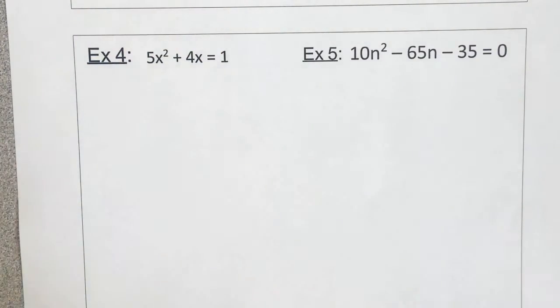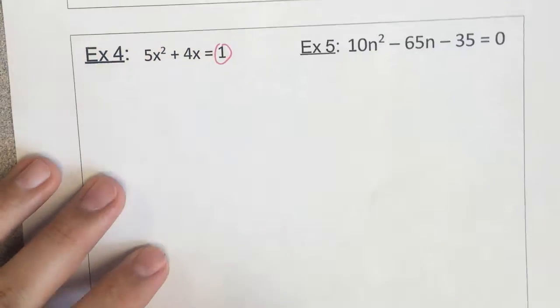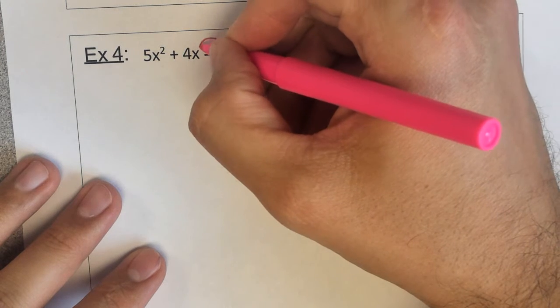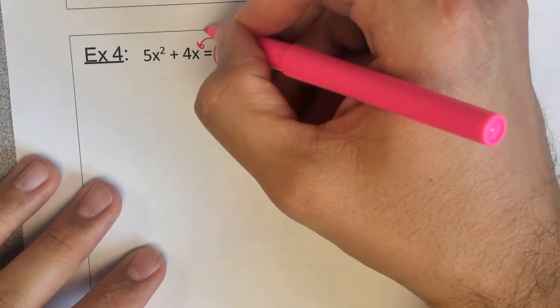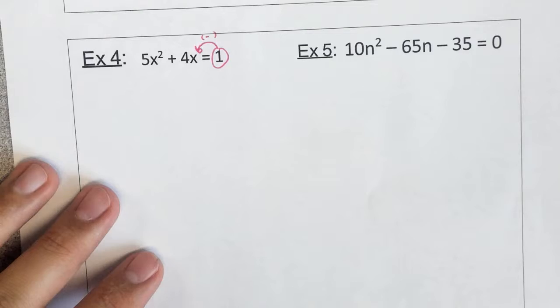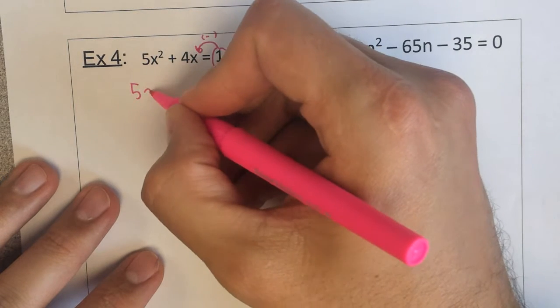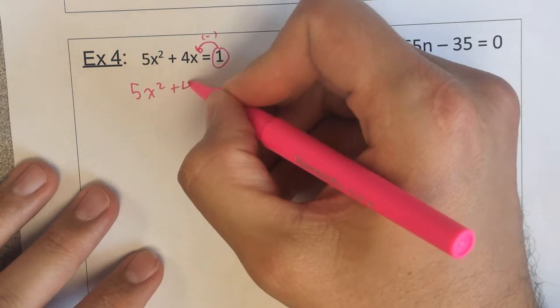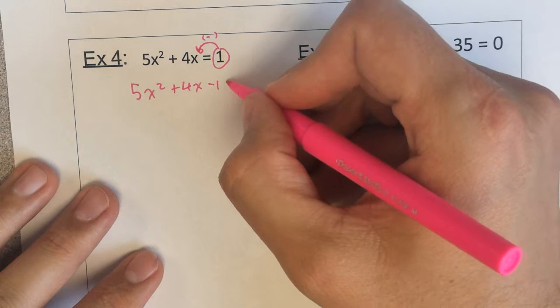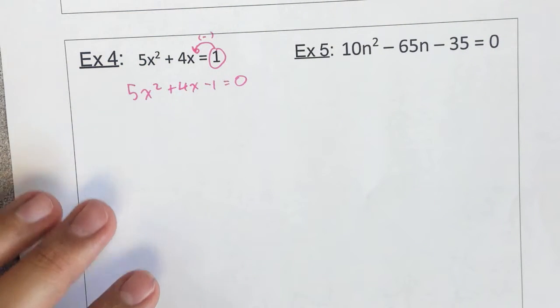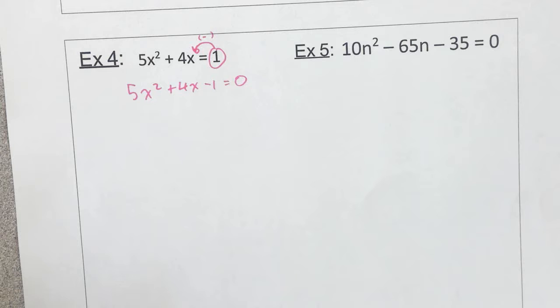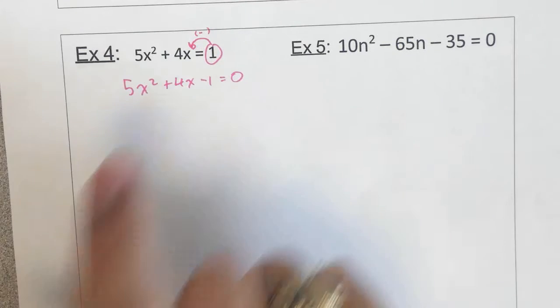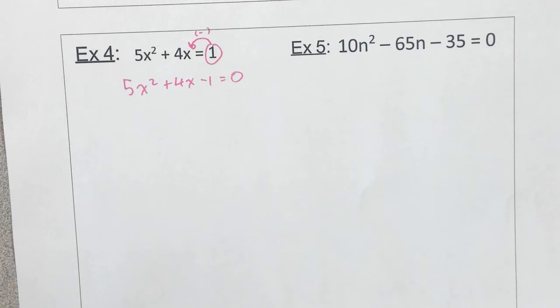My 1 over here is out of place. That 1 needs to come right here at the end, but when it crosses that equal sign, it needs to change signs. So we actually have 5x squared plus 4x minus 1 is equal to 0. My next steps are to look for a GCF and factor it out. 5 and 4 do not have a GCF in common, or sorry, a GCF period. So I don't need to worry about that.